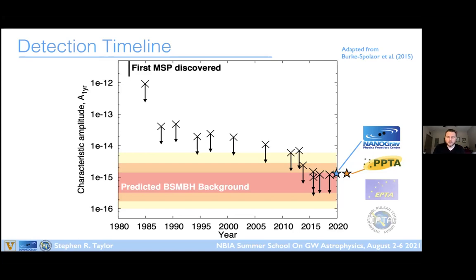The EPTA and the IPTA here are just faded out a little bit. That just means that their searches are coming really, really soon. We expect that you'll see papers from the EPTA and the IPTA with broadly consistent results to NANOGrav and the PPTA within the next few months.